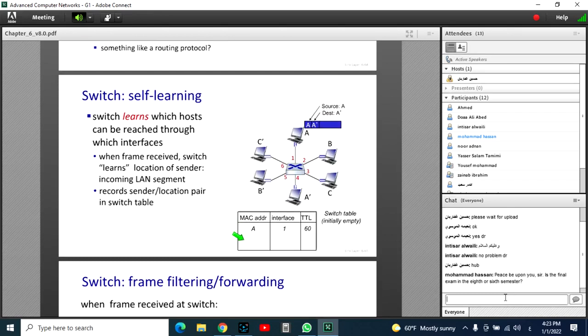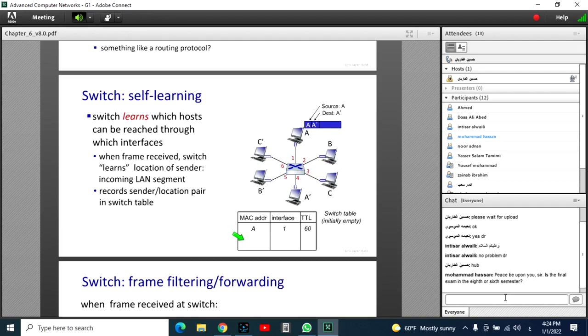If the switch learned about A prime in the past, it can find it in this table and know it can reach A prime over this interface. For example, A prime is over port number 4, interface number 4. So the switch will send the frame over port number 4.